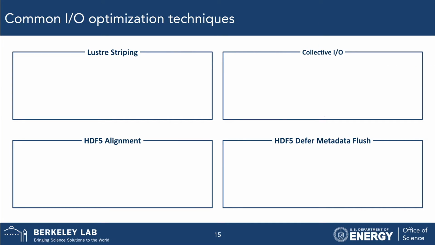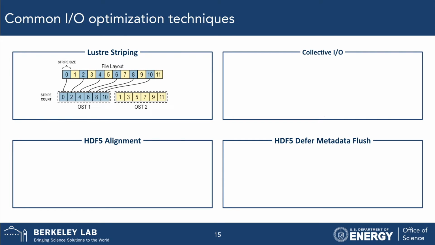So what are those common optimization techniques that we can apply? This is a non-exhaustive list, just some of them that we'll be using in the test cases that I'll be showing you later on. We have Lustre striping, collective I/O, HDF5 alignment, and HDF5 deferred metadata flush. So what does this mean?